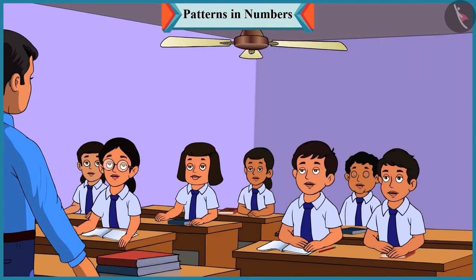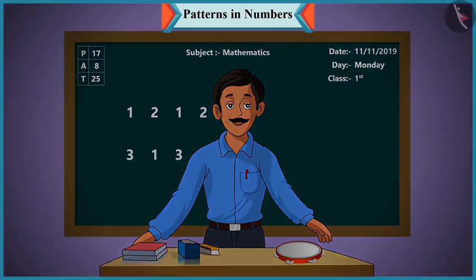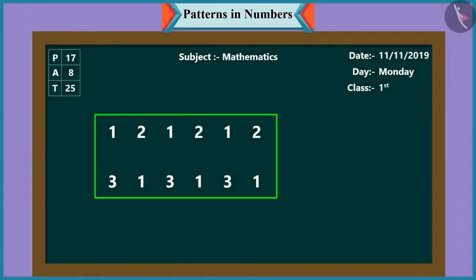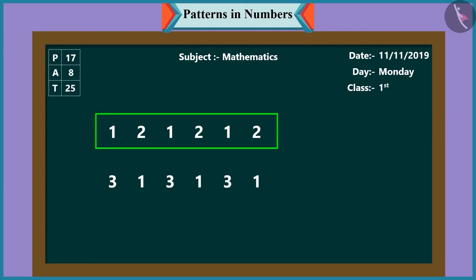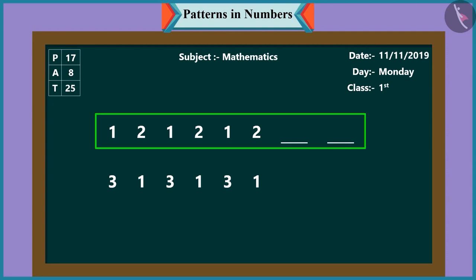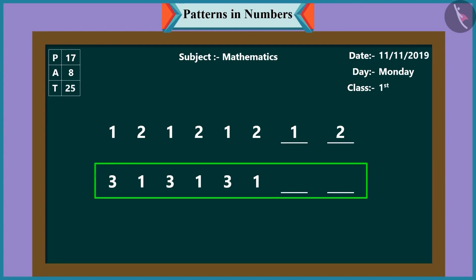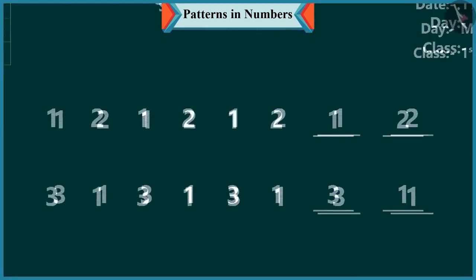Sir, what will be the next step of this game? It's very easy. Let's move ahead with this pattern. Tell me, what comes next in the first pattern? In the first pattern, the next number is 1 followed by 2. Well done, Chutki. Children, now to move ahead with the second pattern, which number comes next? Sir, to move ahead with the second pattern, we will write after 1, 3, and then 1 again.